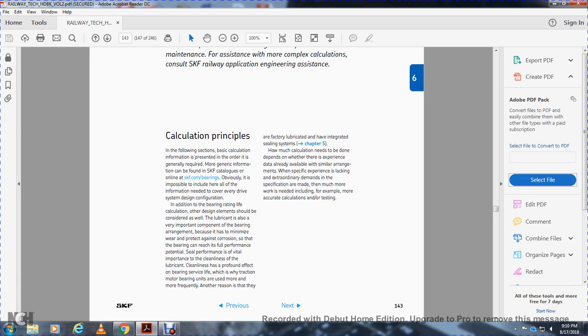In addition to the bearing rating life calculation, all the design elements should be considered well. Lubrication is also a very important component of the bearing arrangement. The bearing must be protected against corrosion so that it can reach its full performance potential. To see the performance is vital: the importance of cleanliness of lubrication.